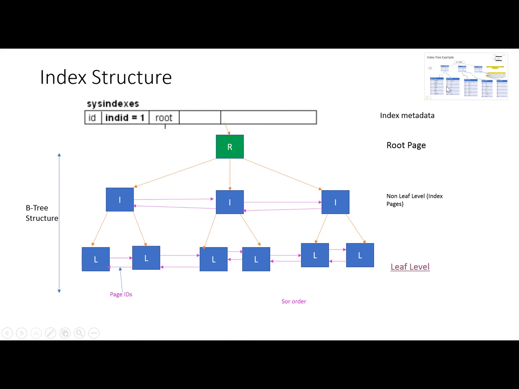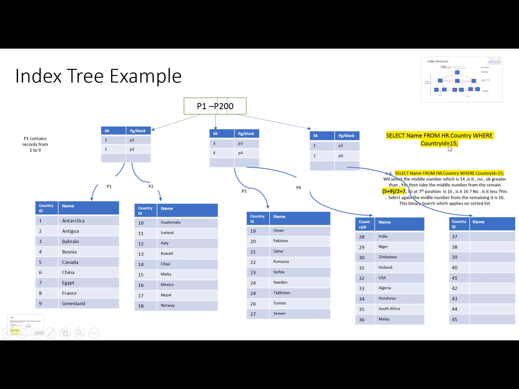Because this is the clustered index on the country ID, on this leaf level the table itself exists. This table data itself is the leaf level, because this is the clustered index. If it is not a clustered index but a non-clustered index, then instead of this table data, there are index pages which are pointers to this table data. So in case of a non-clustered index, there are again index pages, and those index pages will point to this table data.